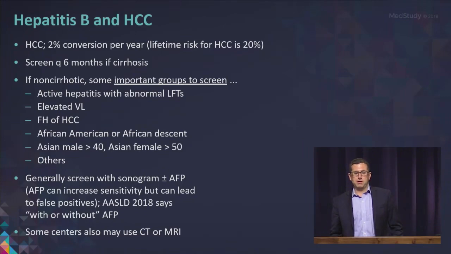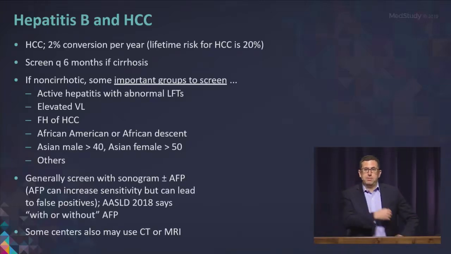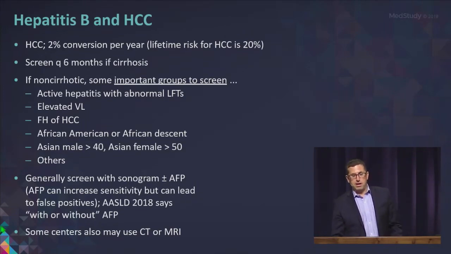There's about a 2% conversion per year, or a 20% lifetime risk. Generally, if you have a Hep B patient who's cirrhotic, you're going to want to screen them every 6 months. However, even if the patient is non-cirrhotic, okay, key point, non-cirrhotic, there are important groups that you need to screen.